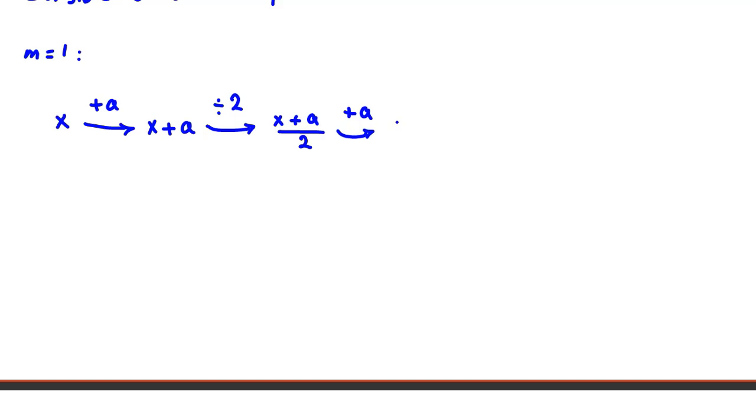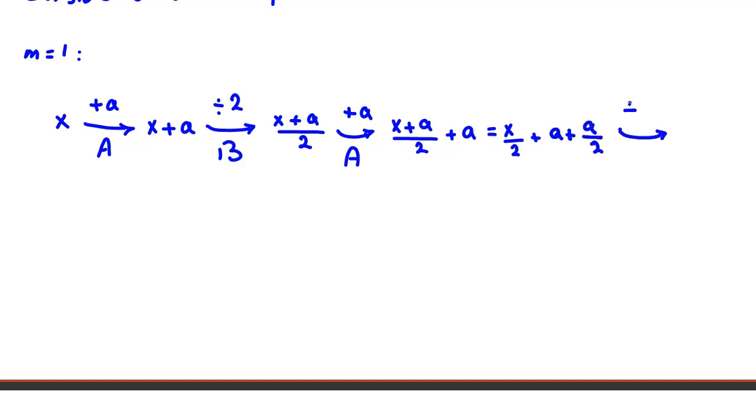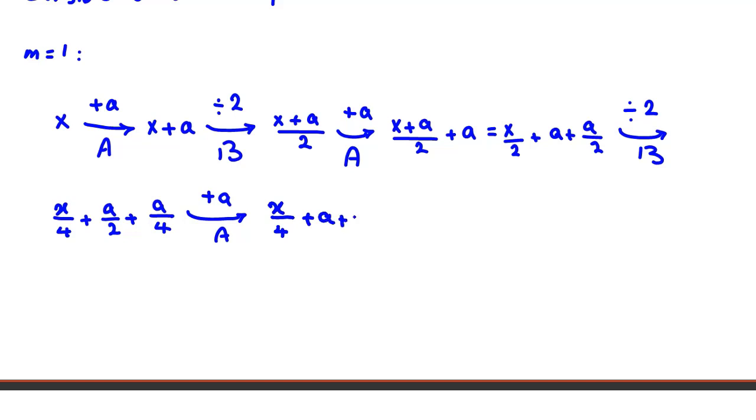Then it will be plus A, it will be X plus A over 2 plus A. Or we can write it as X over 2 plus A over 2 plus A. Look here, Alice plays here, Bob plays here, Alice plays here. In the next step, Bob divides by 2. So it will be X over 4 plus A over 2 plus A over 4. And then in the next step, Alice adds A. Again, Bob plays. Okay, and so on.